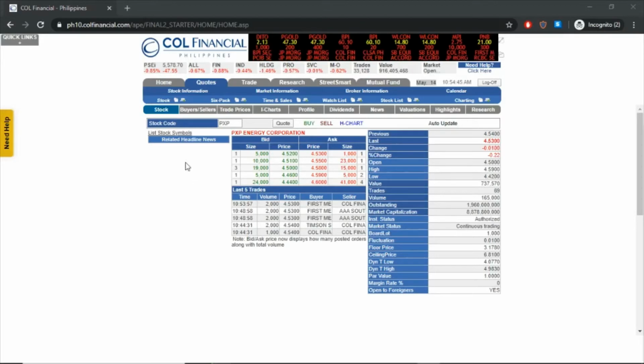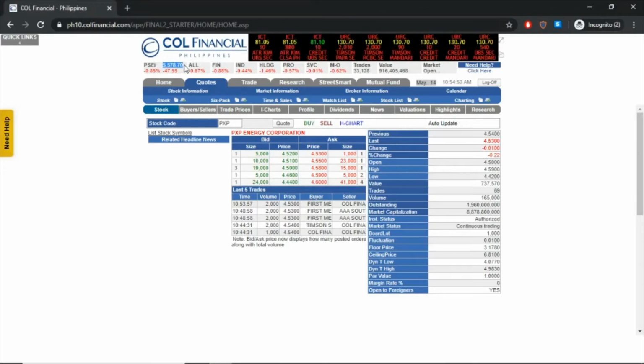When we say sectors, we can see here that the PSEi currently has 5,578.70 level at this current time and day. And we can see here that from the previous level, it went down negative 48.94. This is pretty low, guys. This is really very low as of now. From here, we can also see that the equivalent percentage of that is 0.87%. It went down 0.87%. The all sectors tab here, we have 0.68%. It went down 0.68%. Fin, we have 0.86%.